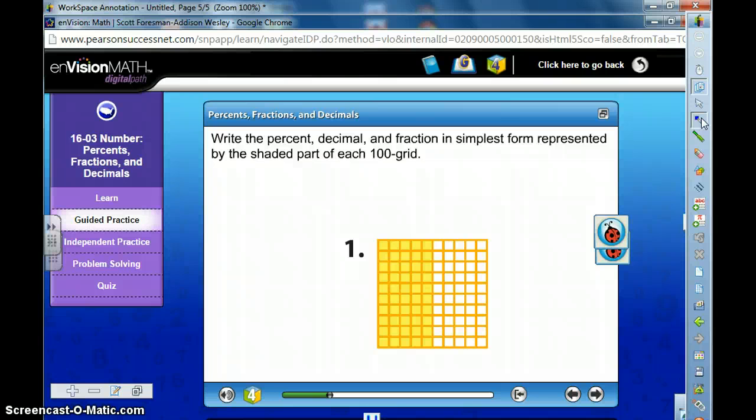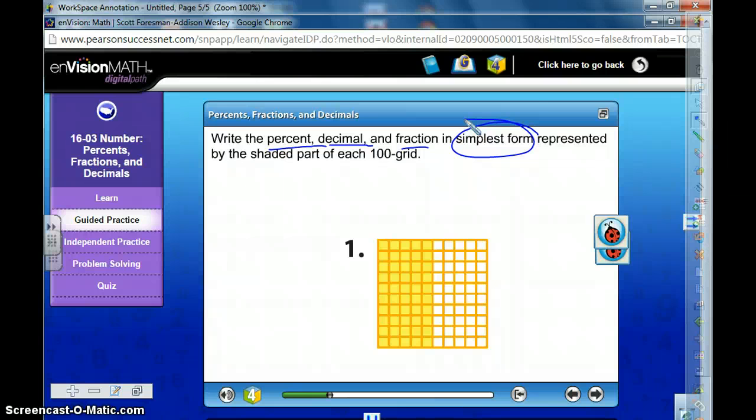Alright, guided practice. You should have a notebook open, page 400. Write the percent, the decimal, and the fraction in simplest form, represented by the shaded part of the 100 grid. We know then, this is called a 100 grid. How many squares are there in this thing? How many, Corey? It's called a 100 grid, Corey. 100, thank you. Yes, there are 100 squares in a 100 grid.